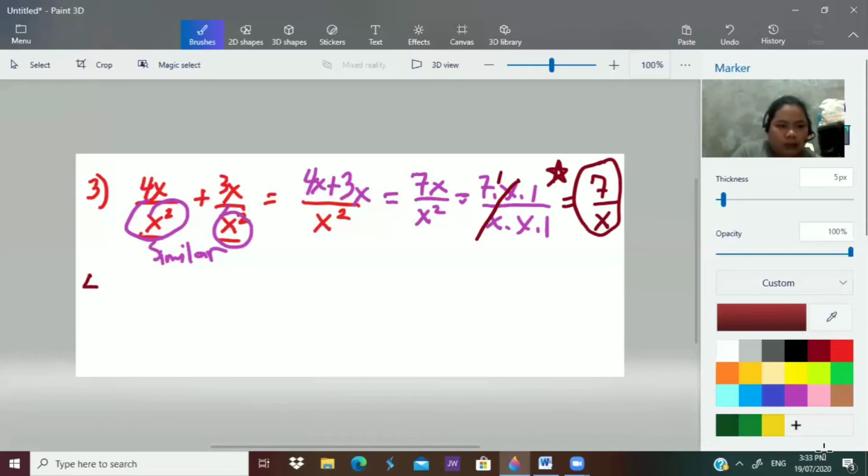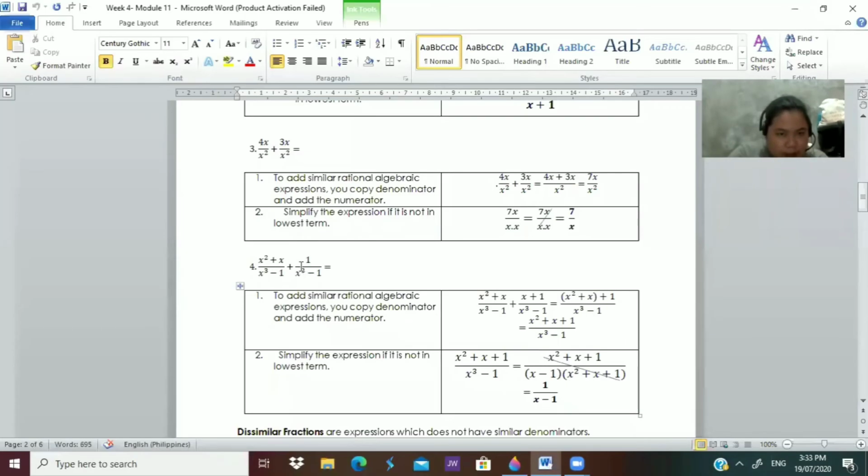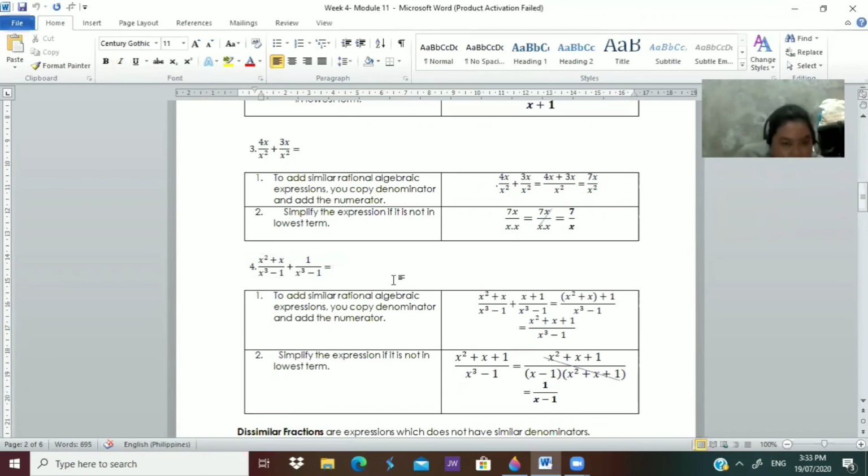Okay, let's have number 4. Number 4, let us copy the given. Ay, hindi pala makopy ang given. x squared plus x plus 1 all over x cubed minus 1.